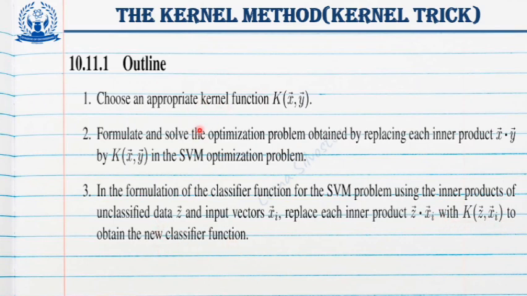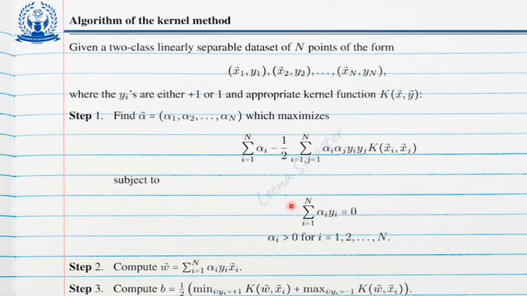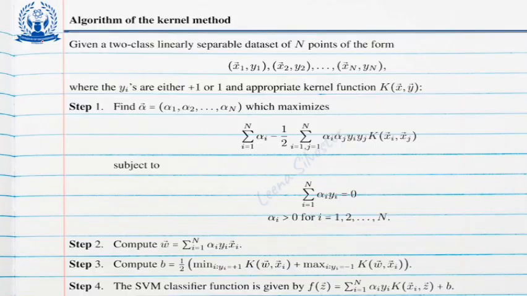First find the kernel function, then formulate the optimization problem. We had actually this inner product; replace this inner product with this kernel function. Then again, here we have inner product, and replace this inner product z·x by k(z,x). So in the previous slide, we had to find the alpha, then w and b. So this is the algorithm for kernel trick. Find the alpha which maximizes this equation subject to this one. So this is very important. Finally, SVM classifier is given by this. Okay, this is the algorithm.